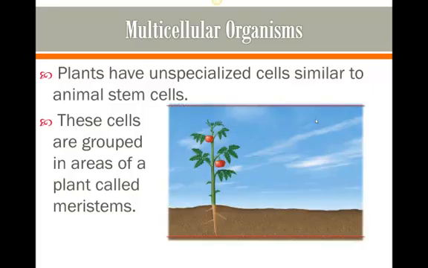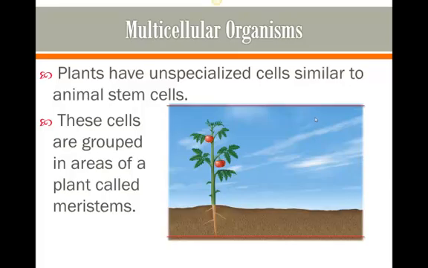Now in plants, they have similar type unspecified cells. They too started off as a zygote, and that zygote developed into 2 cells, 4 cells, and so on. These unspecialized cells that are similar to the stem cells are in areas that are called meristems. We'll talk more about meristematic tissue that is found in a plant when we study plants. So we'll refer to them as meristematic cells. So they're unspecialized.